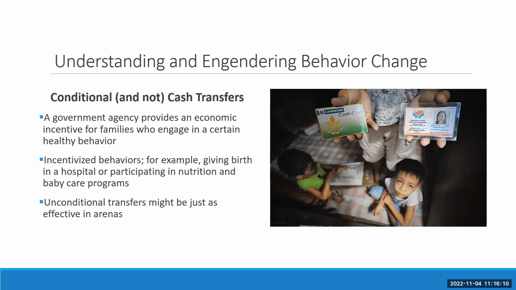So I also have on your study guide the expectation that you know what a conditional and unconditional cash transfer is. In that Culture and Health lecture, we talked about the different approaches to behavior change that are used by global health programs. So this was one that we covered. And a conditional cash transfer is basically when a government agency provides economic incentive for families, but it's tied to them doing a specific behavior.